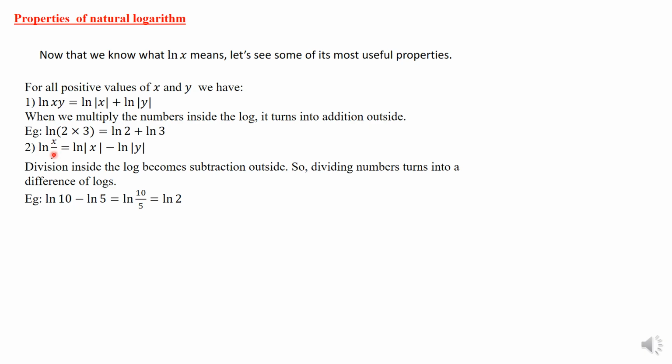ln x over y is ln absolute x minus ln absolute y. Remember, the value for ln should be positive. That's why we use absolute value. Division inside the log becomes subtraction outside it. So dividing numbers turns into difference of logs. ln 10 minus ln 5, for example, can be written as ln 10 over 5, which is equal to ln 2.